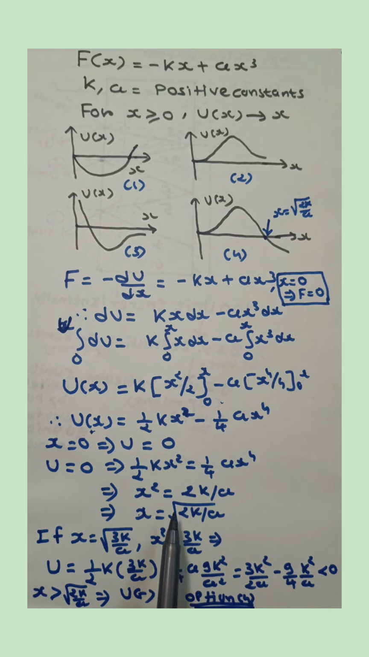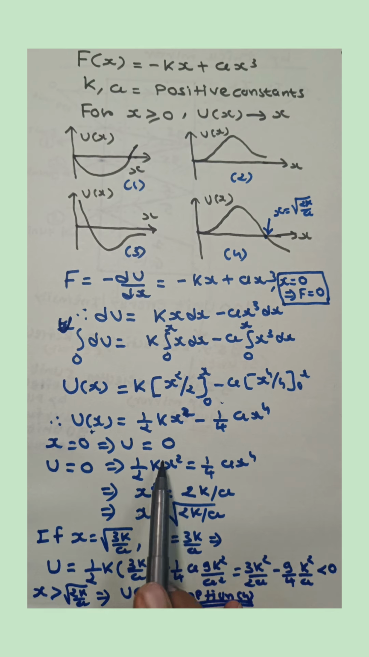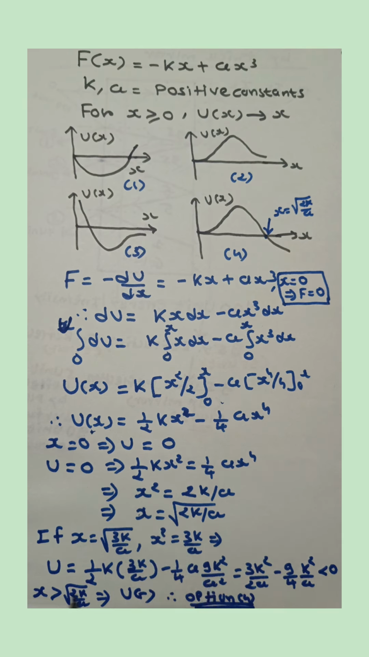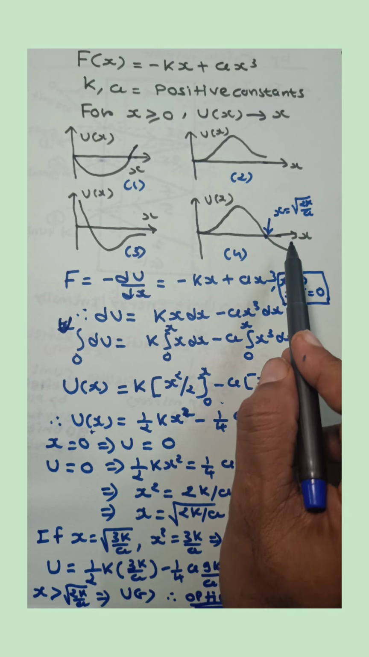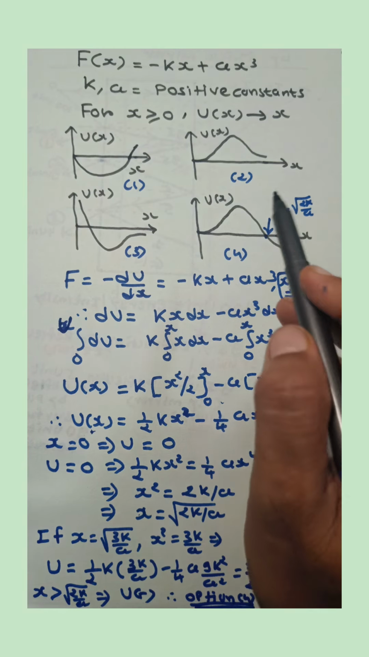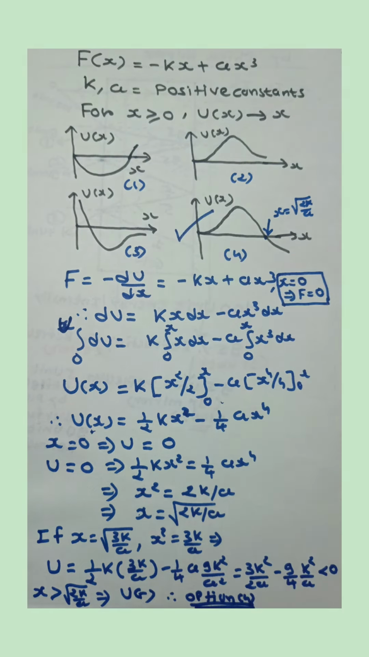When x is greater than root 2k/a, suppose x is root 3k/a, it means x^2 is equal to 3k/a. Then what is the value of U? Substitute the value of x^2: half k times 3k/a, and x^4 is 9k^2/a^2. By simplification, it is 3k^2/2a minus 9k^2/4a. And this answer is negative, less than 0. It means when x is greater than root 2k/a, U is negative, and that is possible in the fourth option only. So the answer is option 4. Thank you.